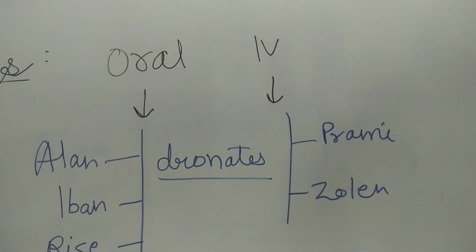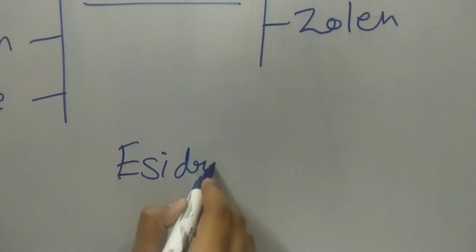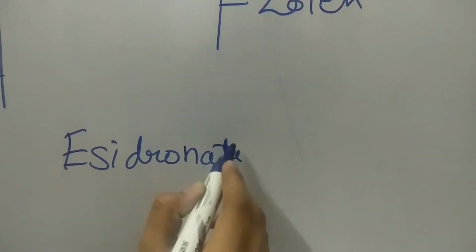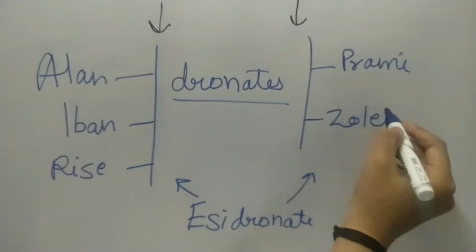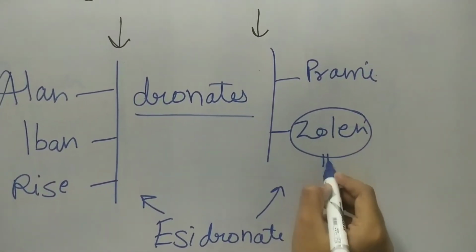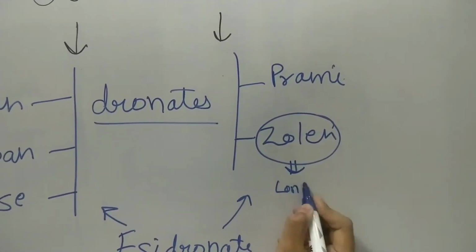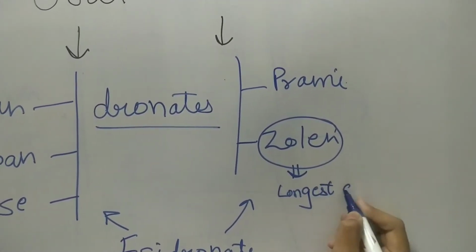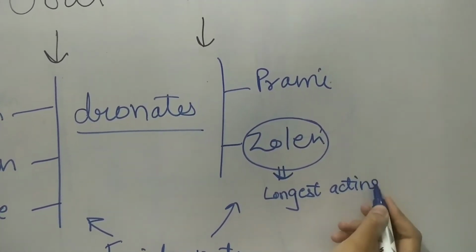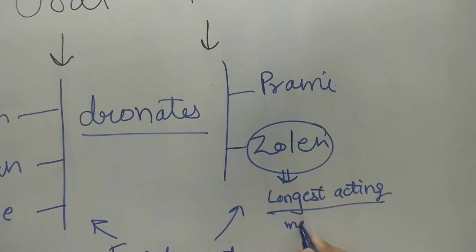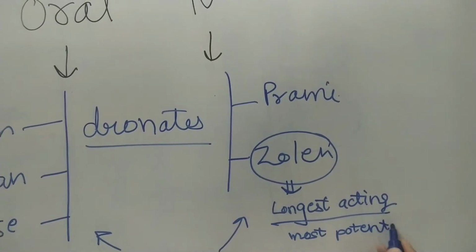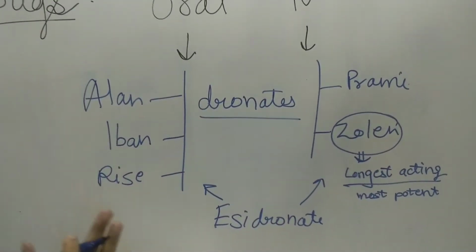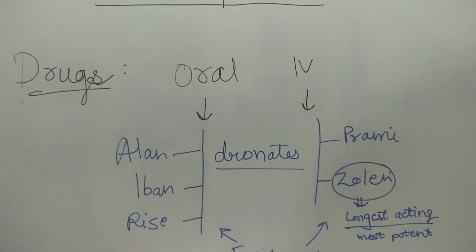And risedronate is the one which is both IV as well as oral. In this, zoledronate is the longest acting drug, and also zoledronate is the most potent drug among the bisphosphonates. With this, you have remembered the drugs of the bisphosphonates.